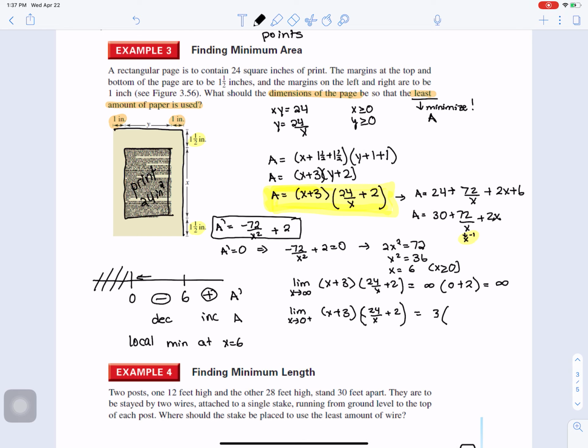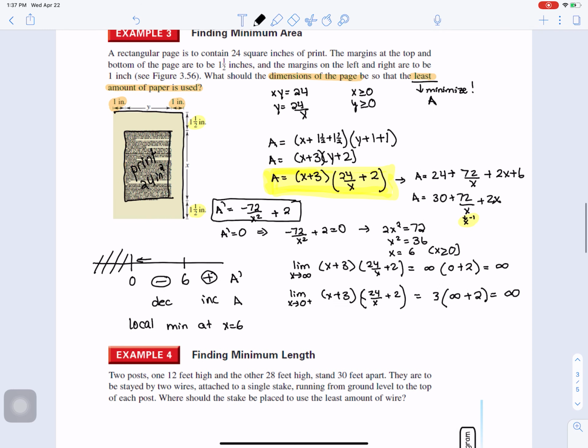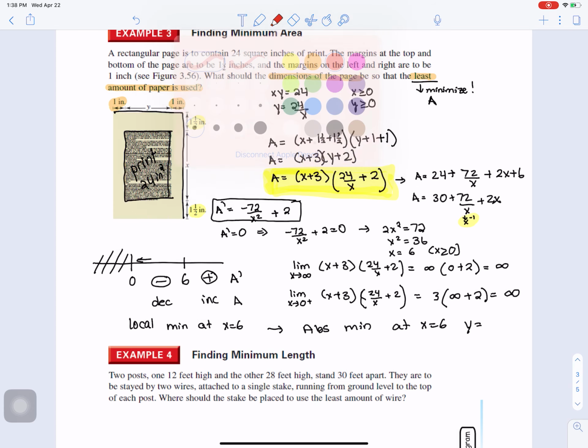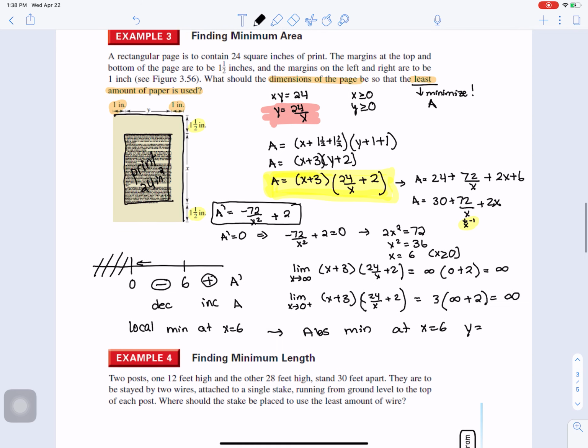24 over 0, slightly positive, goes to infinity, and infinity plus 2 is infinity, infinity times 3 is infinity. So because both of these arrows are going up, this proves that this is my absolute min at x equals 6, and when x is equal to 6, I can take my y, sub it back into my simplified y equation, and 24 divided by 6 is 4.